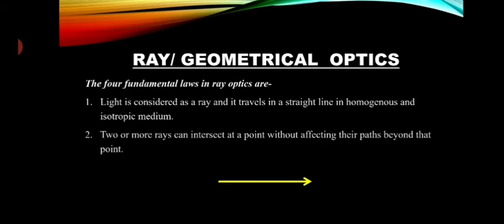Further, the second law states that two or more rays can intersect at a point without affecting their paths beyond that point. As we'll see further, when two or more rays coincide after passing through a lens or a mirror, that is the point where images form. So where the rays coincide, the images form, and they do not affect each other's path beyond that point. That is, the ray continues its motion as it was before the intersection, on the same path.